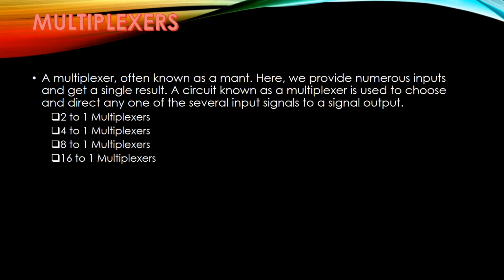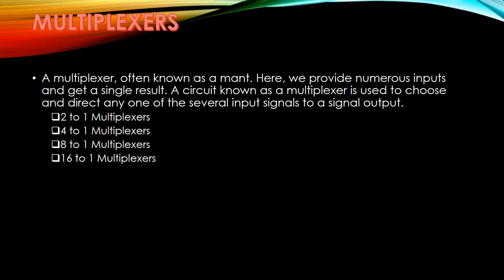Whether it is 2:1, 4:1, 8:1, or 16:1, the number of inputs is equal to 2 to the power of n. That means 2:1 is 2 to the power of 1, then 2 to the power of 2, 2 to the power of 3. Likewise, we can move to anything. Those are inputs. The number of inputs is different, but the number of outputs is always 1.